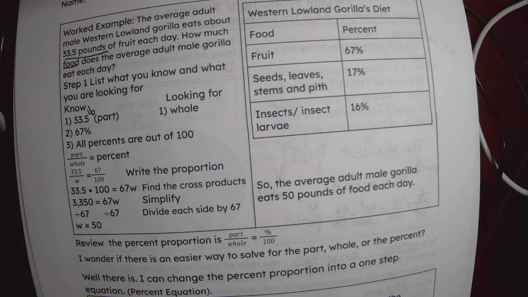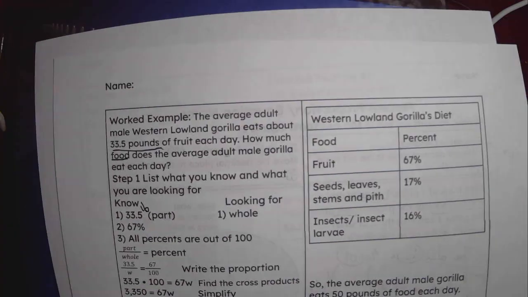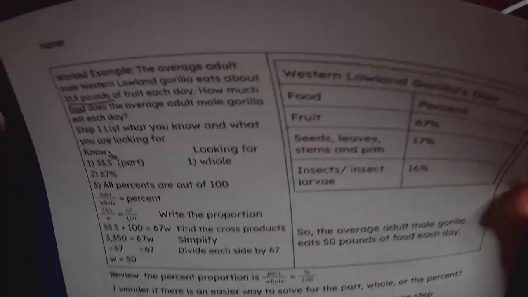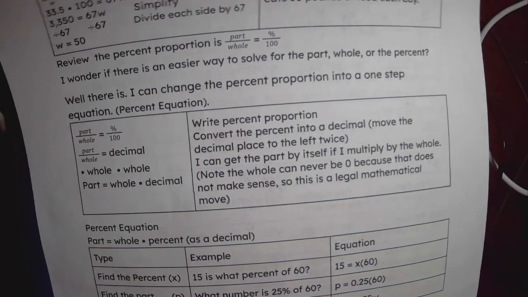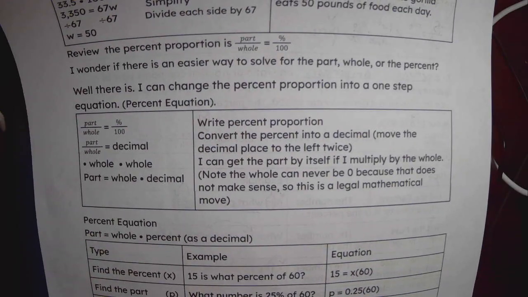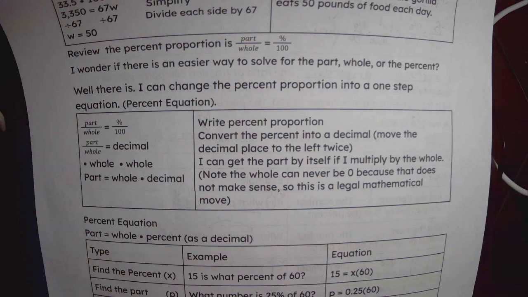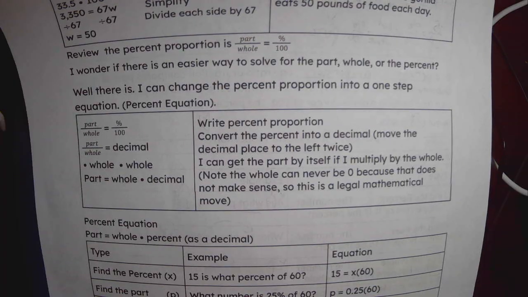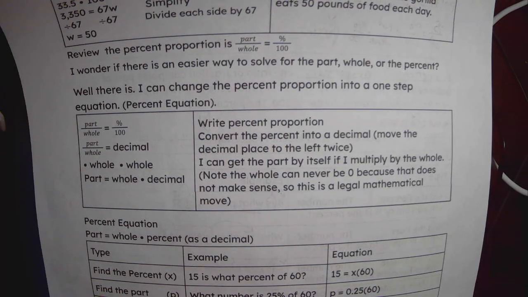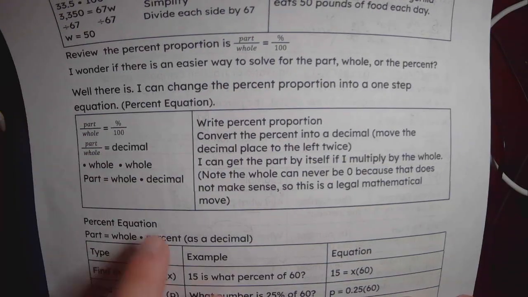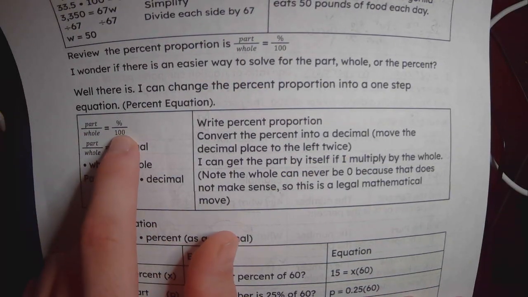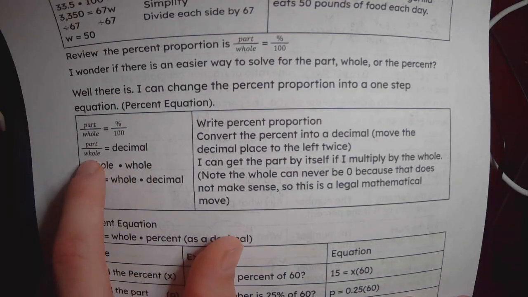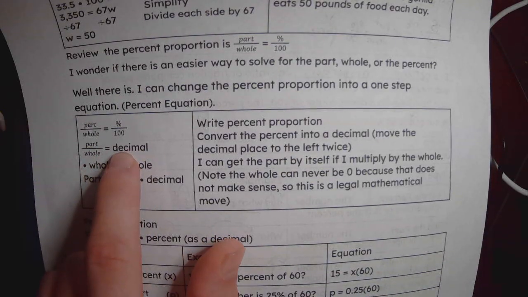I'm going to show you where the percent equation comes from. It actually comes from the percent proportion, and I'm going to show you algebraically how it comes to be, or mathematically, if that makes you feel any better. Okay, so the percent proportion is part over whole equals percent over 100. I wonder if there's an easier way to solve for the part, whole, or percent. Well, there is. I can change the percent proportion into a one-step equation, which we call the percent equation. So part over whole equals percent over 100. If I take a percent and divide by 100, like we discussed on the other side, it turns into a decimal. So the part over the whole equals the percent as a decimal.